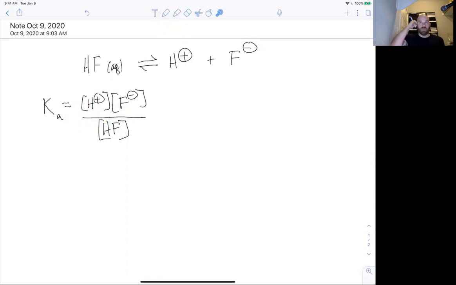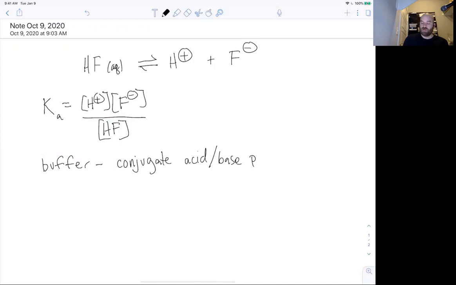One of the results of the common ion effect, or important things that come out of it, is that we can create what's called a buffer. So for buffers, this is when we have a conjugate acid base pair present in solution.